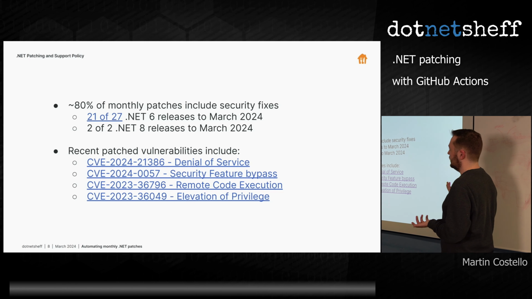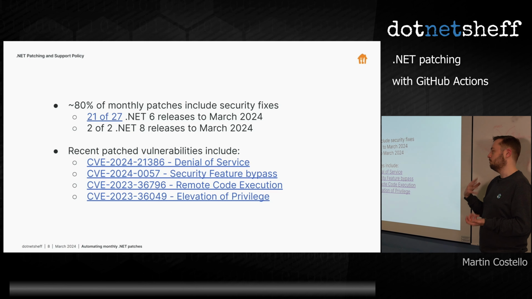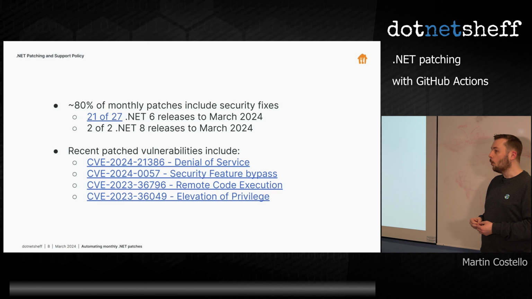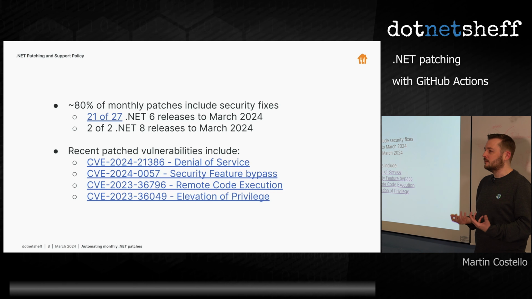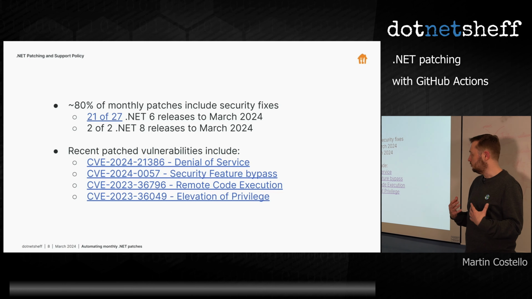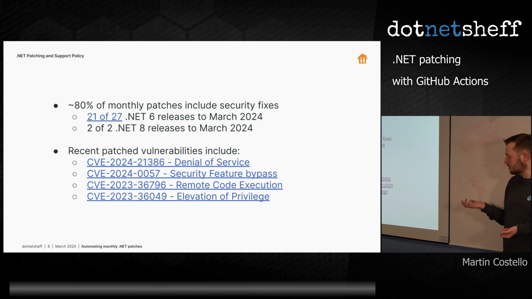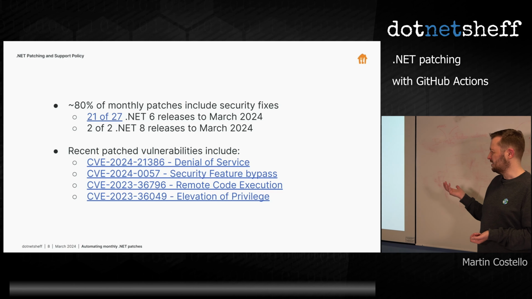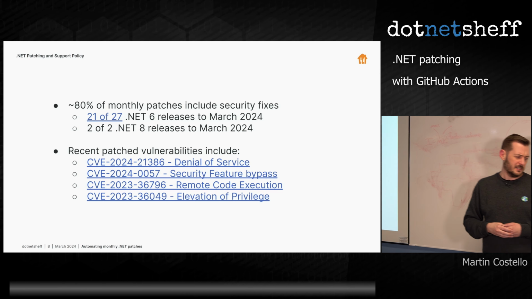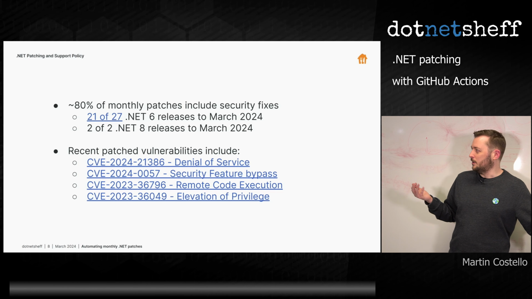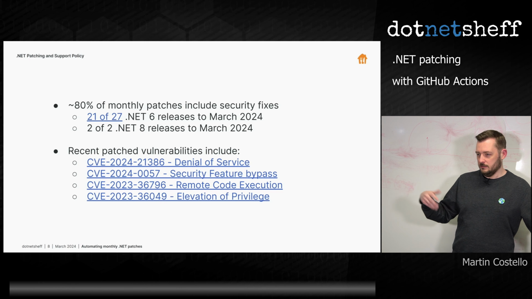So out of all of the .NET 6 releases to date, to this month, 21 out of 27 have had some sort of security fix, and all of the .NET 8 releases so far, but there's only been 2, have had security patches. The security vulnerabilities that get fixed are of different types. So they can be denial of service, security features being bypassed, remote code execution, one of the worst types, or elevation of privilege, and then there's other types like information disclosure and things like that. But it's a different flavor all the time. It's not just always, oh, another bug in XYZ.